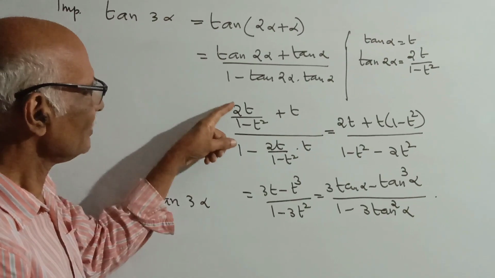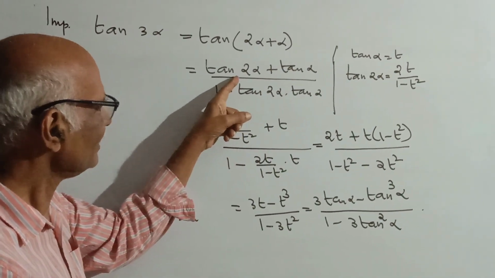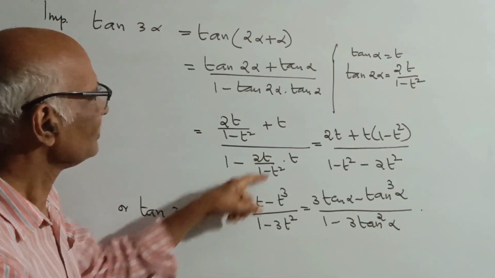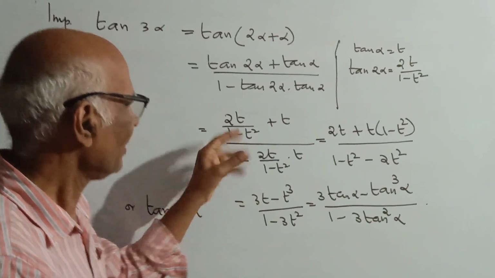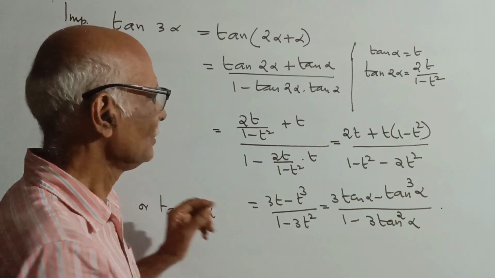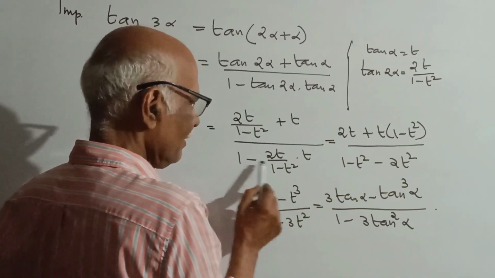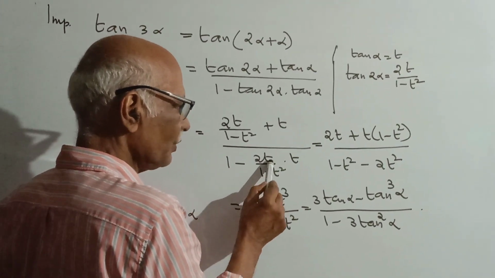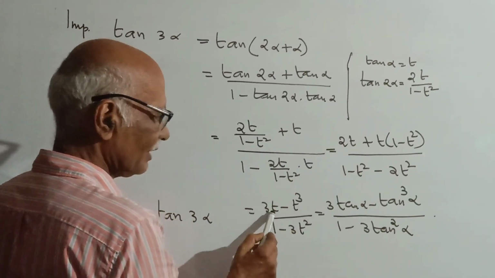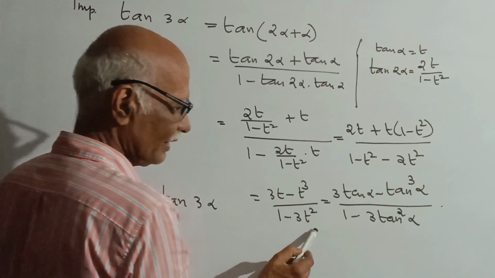So tan 2 alpha is 2t by 1 minus t squared, plus t, divided by 1 minus 2t by 1 minus t squared into t. Now multiply numerator and denominator by 1 minus t squared. So that becomes 2t plus 2 into 1 minus t squared, then 1 minus t squared minus 2 into t. Finally, 2t plus t, 3t minus t cubed by 1 minus 3t squared.